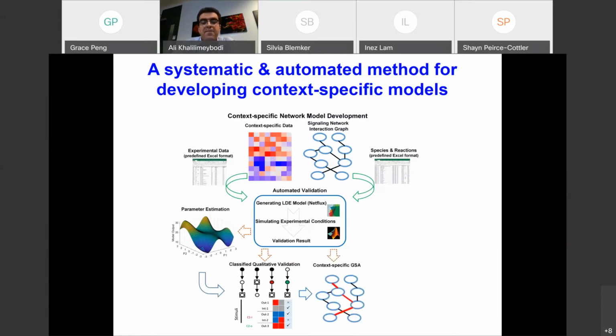After that, we use the model to apply a method of context-specific global sensitivity analysis, which is a combination of deleting reaction tests and two-step global sensitivity analysis, to obtain the critical reactions that are important for the overall validity of our model. And at the final stage, we use this model to identify the missing interactions or context-specific interactions and crosstalk that can regulate the response for each context.